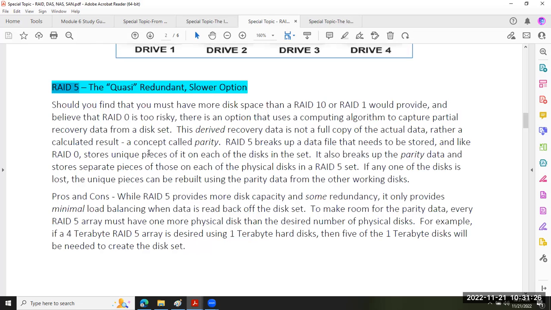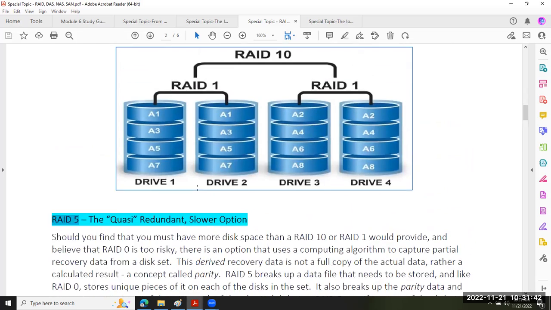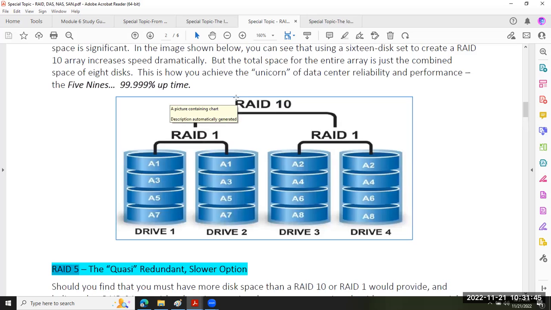And RAID 5 only allows you to lose one disk. So you can gain more disk space and use more of your working physical disks. And if you lose a physical drive, you can replace one of the drives. But it doesn't have the performance of 1.0, because of the calculations that are used. There's an algorithm that's used to create the redundancy. It's called parity. There's a parity disk. One of the disks is used for parity and the other three are used for storage, like striping.